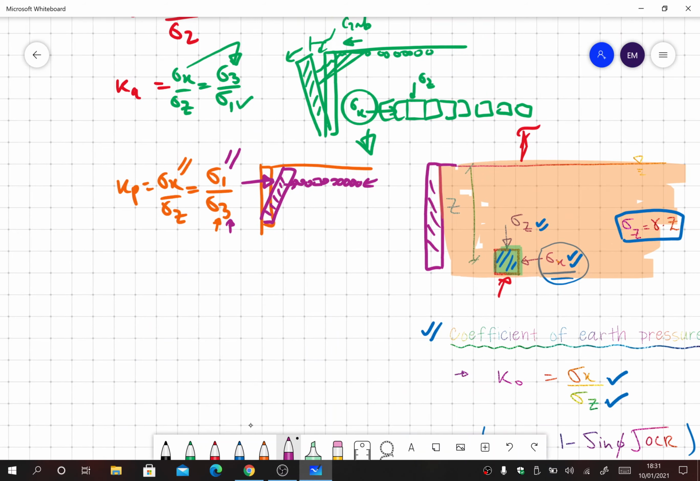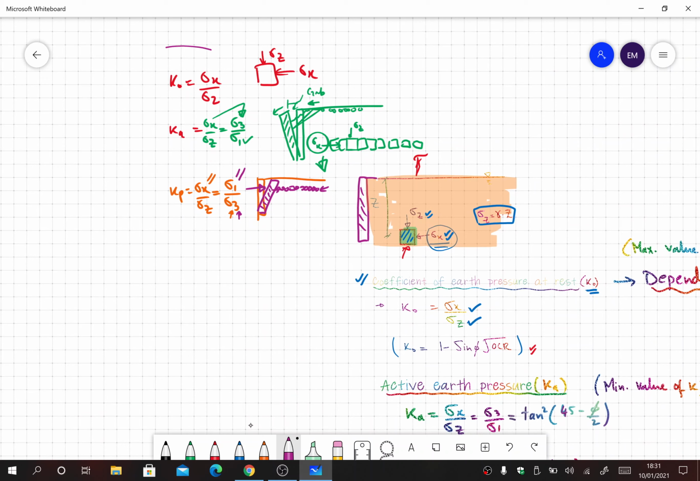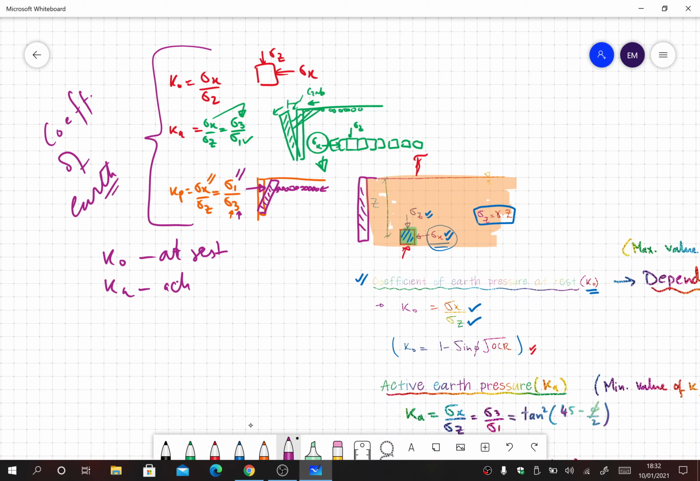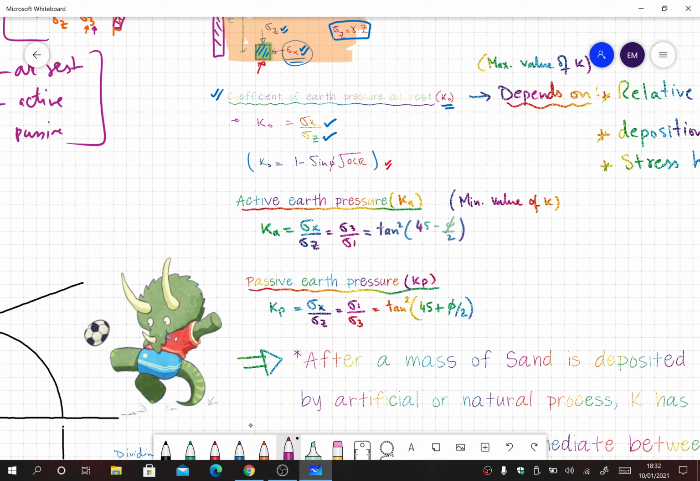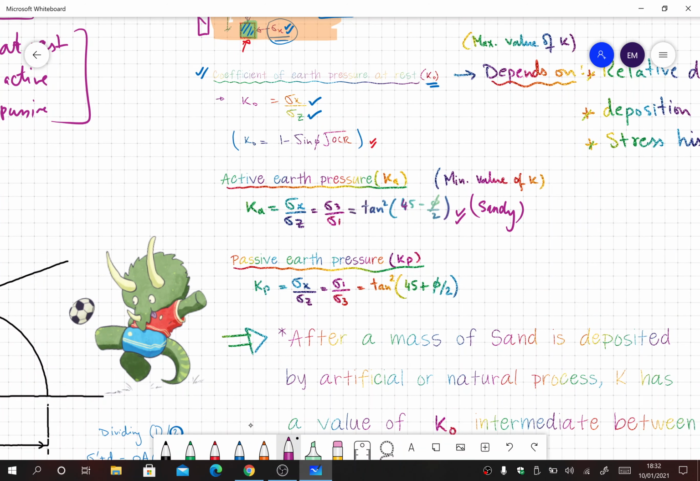This was about what we call the coefficients of earth pressure. K naught is the at-rest value, Ka is the active condition, and Kp is the passive condition. So we have three values of the coefficient of earth pressure. We have already seen the formula, and please remember that this formula is for sandy soils only: Ka is equal to tan square (45 minus phi by 2), and Kp is equal to tan square (45 plus phi by 2). We will get to its derivation in just a minute.